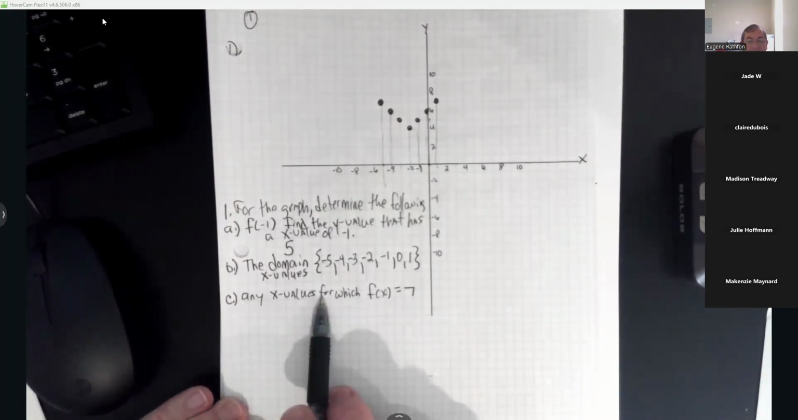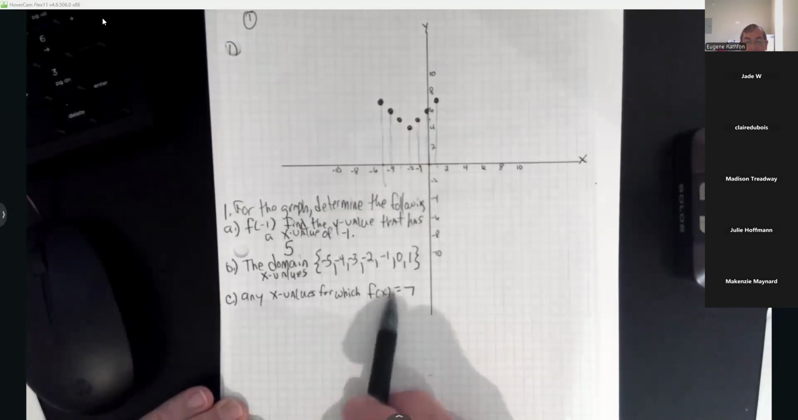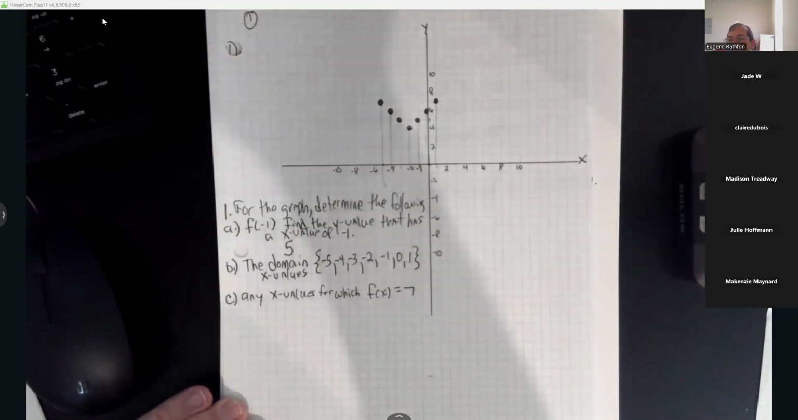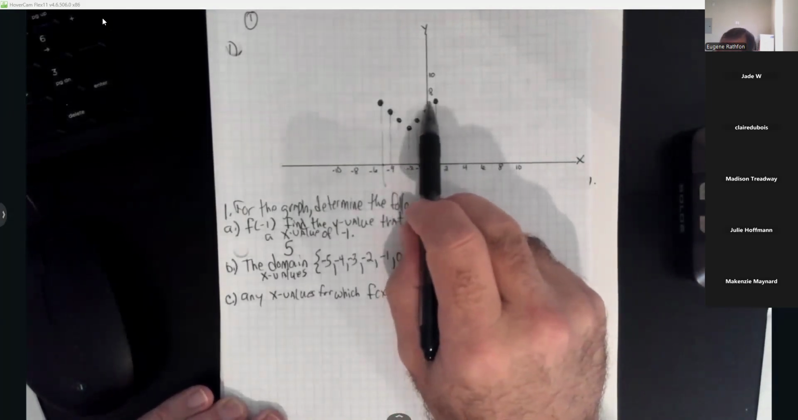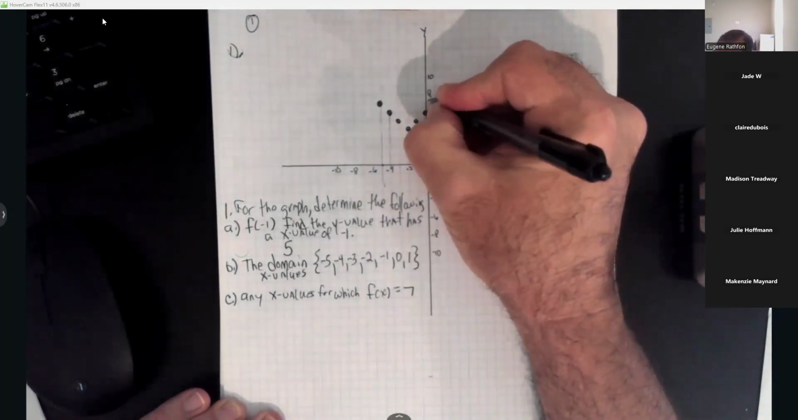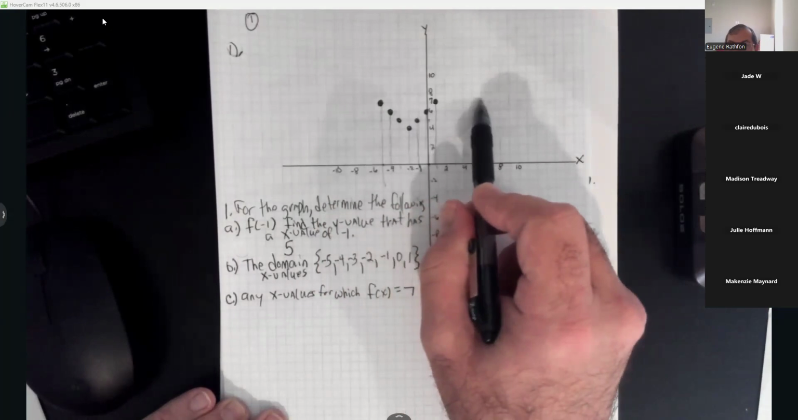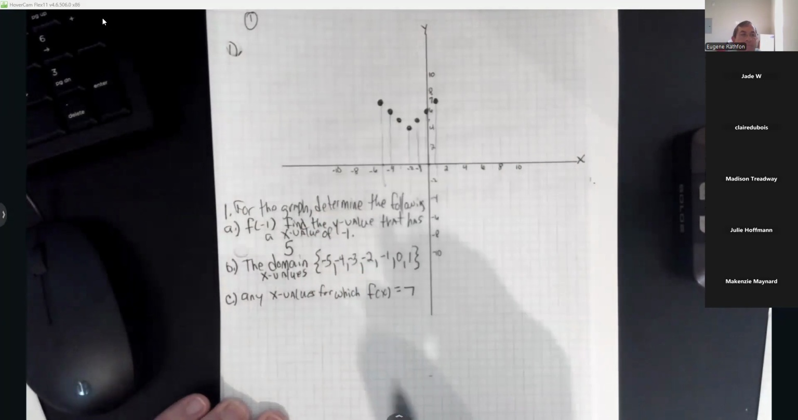So any x values for which f of x equals 7. Remember, f of x, this whole function, is like the y value. So they're wanting to know the x values when I have a y value of 7. So y'all, let's find 7 on the y values. 7 is sitting right here on my y-axis. So anything on that horizontal line going straight across would have a y value of 7.